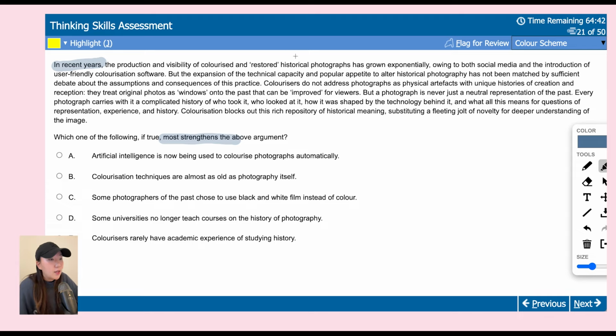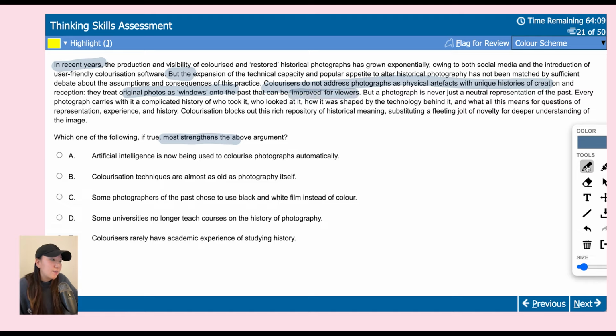And what is the topic? The production and visibility of colorized and restored historical photographs has grown exponentially owing to whatever. But here comes the opinion. The expansion of the technical capacity and popular appetite to alter historical photography has not been matched by sufficient debate about the assumptions and consequences of this practice. Colorizers do not address photographs as physical artifacts with unique histories of creation. So I guess this is their beef with the current way of colorizing. They treat original photos as windows that can be improved.